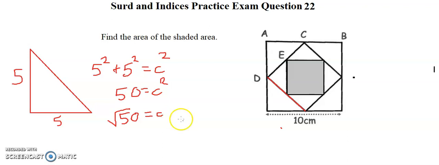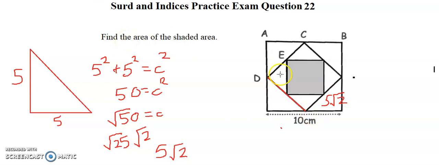Before I do anything, I'm going to try and simplify it. I know 25 is a factor, so I can rewrite this as square root of 25, square root of 2. Square root of 25 is 5, so it becomes 5 square root of 2. So I'll just put that here. So I've got 5 square root of 2.